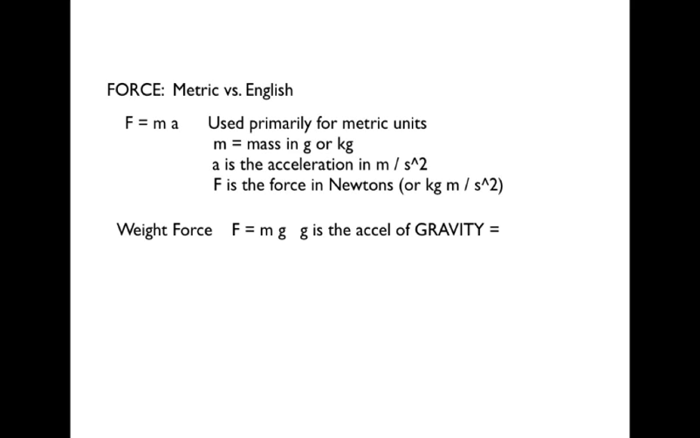Okay? So then, if we want weight force, we use a specific acceleration, which is the acceleration of gravity, which is the same for all falling objects, and that is 9.8 meters per second squared, or 32.2 feet per second squared. But we really don't use that. We usually don't really use the 32.2 feet per second squared in this formula. Why? Because, again, F equals mg is primarily in the metric system.